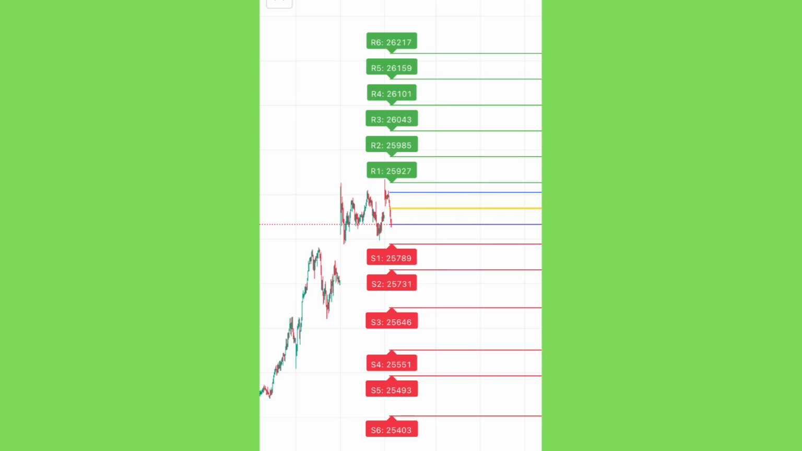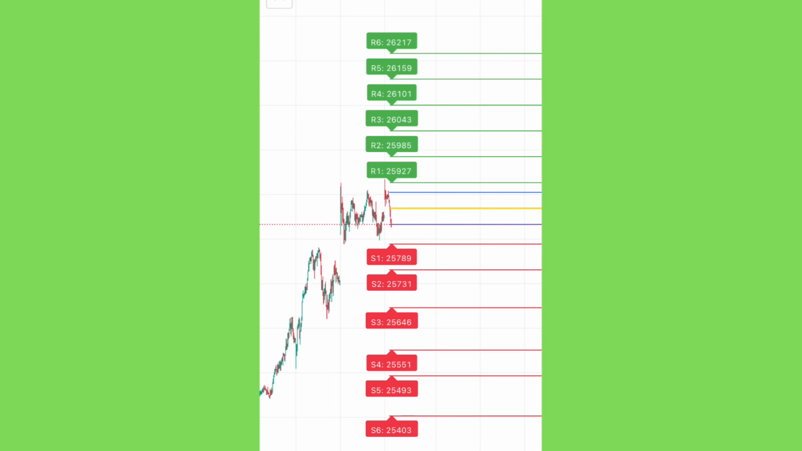Nifty current setup. Now let's look at the Nifty chart. Nifty is currently around 25,833, and as per our chart setup, the support and resistance zones are beautifully placed. Let's break it down. Resistance levels. R1: 25,927, R2: 25,985, R3: 26,043, R4: 26,101, R5: 26,159, R6: 26,217. These upper zones are where Nifty could face resistance or profit booking pressure.